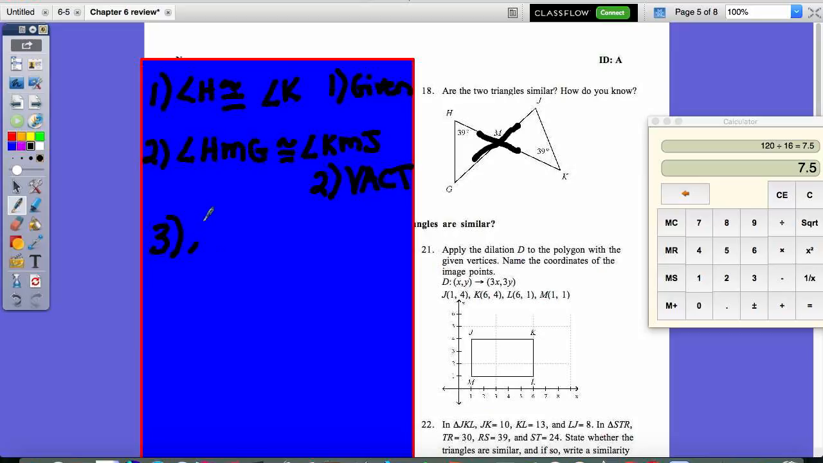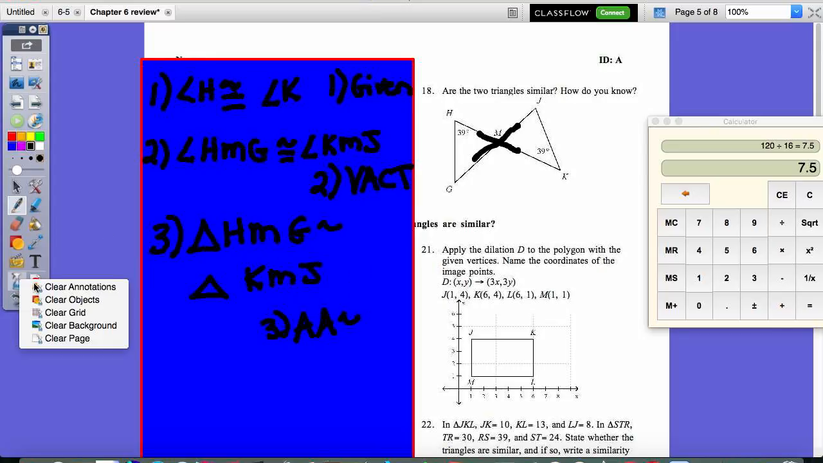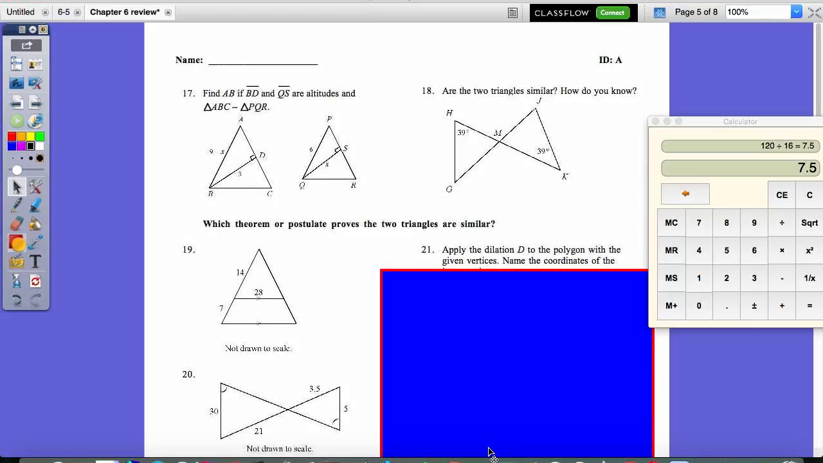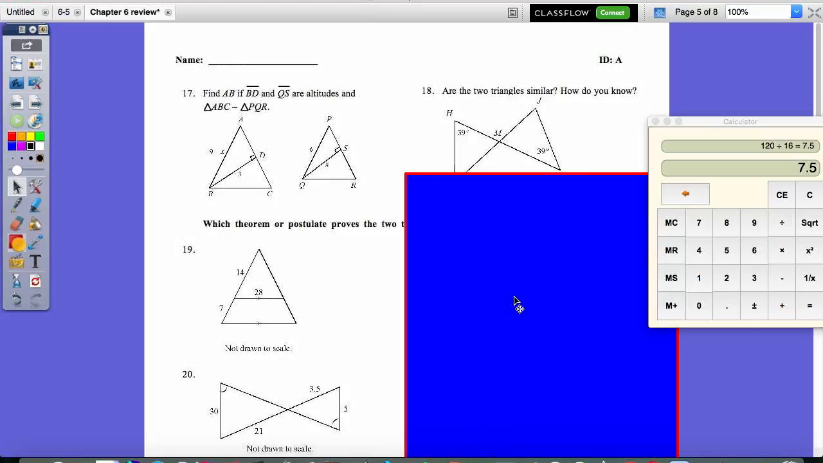Now I can write that triangle HMG is similar to triangle KMJ, and that's by the angle similarity postulate. Number 19, what theorem or postulate proves the two triangles are similar?